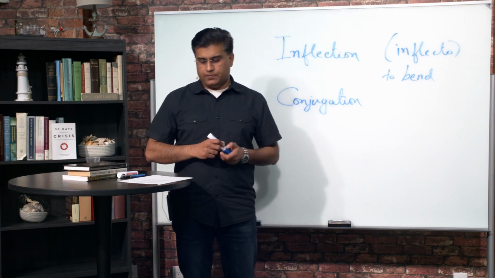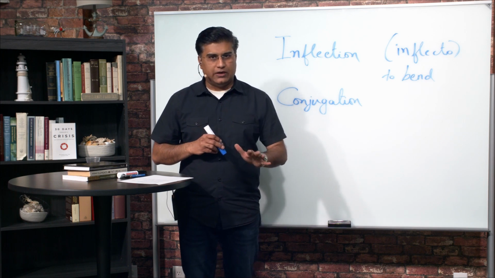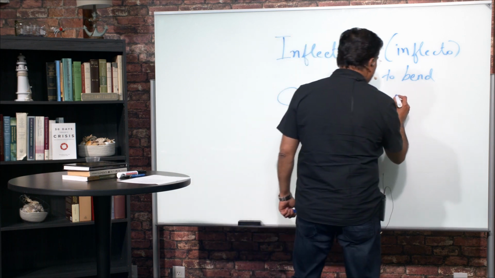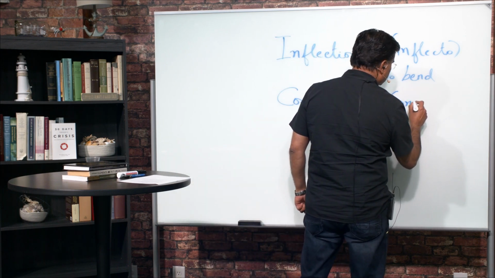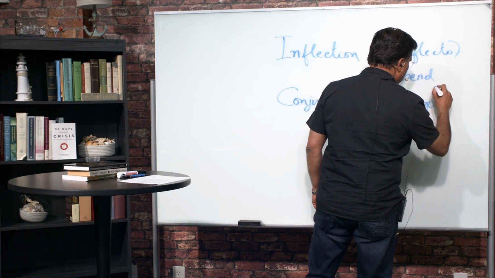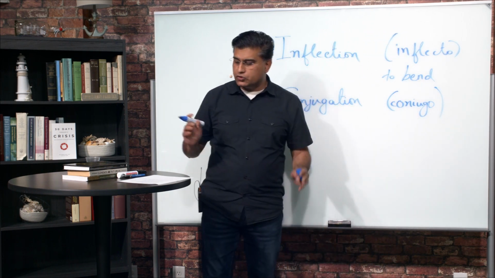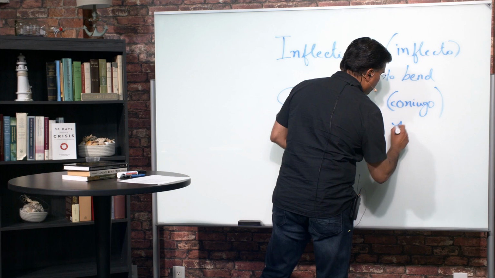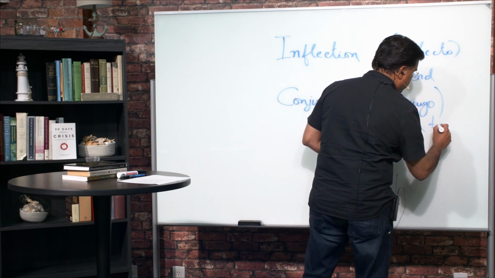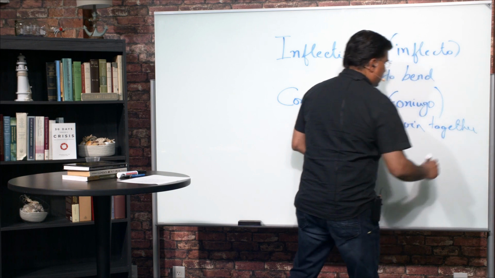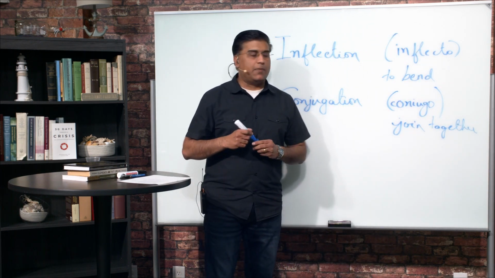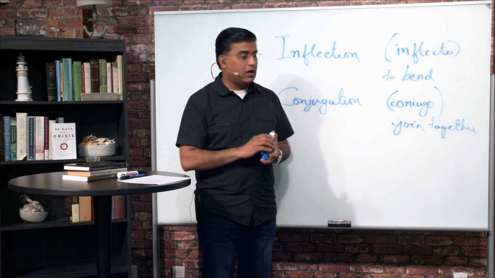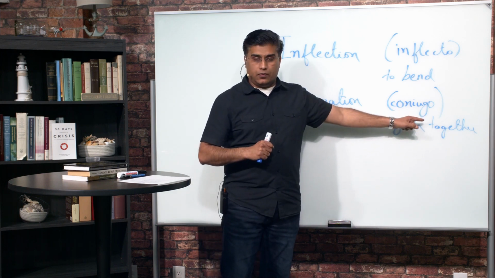What is conjugation? Verbs are conjugated. It again comes from the Latin word conjugo. Conjugo means to join together. Okay? Conjugo means to join together. Interestingly, just like conjugation, coming from conjugo, the word conjunction, right? Conjunction, and, but, also comes from conjugo.